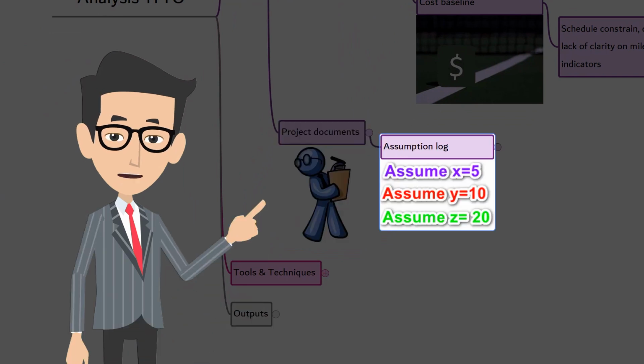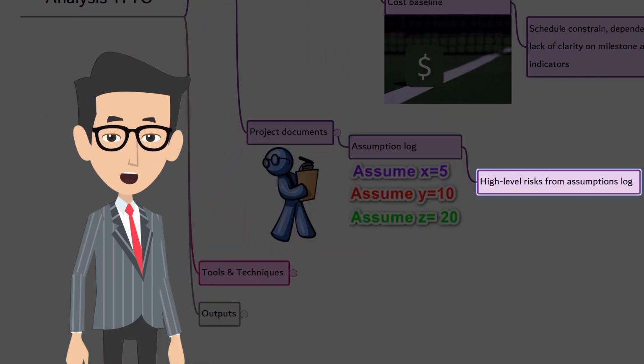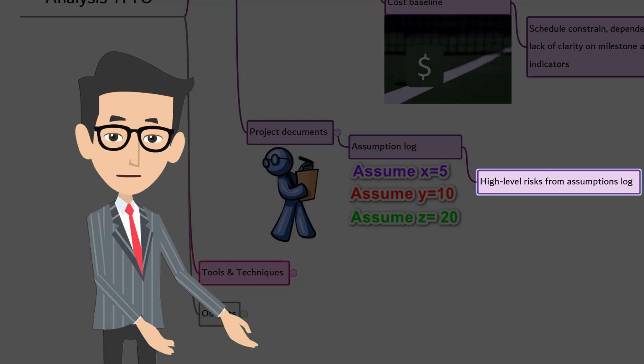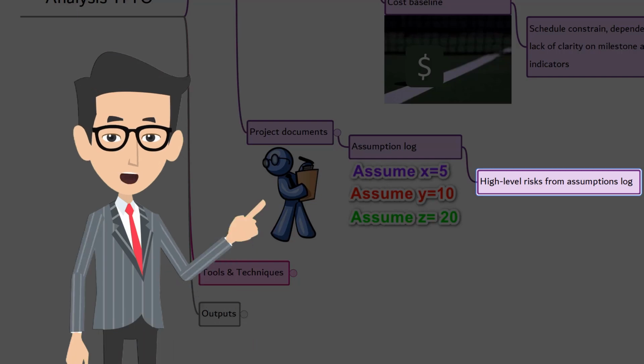First, assumption log. Just like in qualitative analysis, assumptions and constraints that are recorded in business case and project charter may be the first-hand information on individual and project risk. Reviewing and analyzing the assumption log may help to identify new risk.